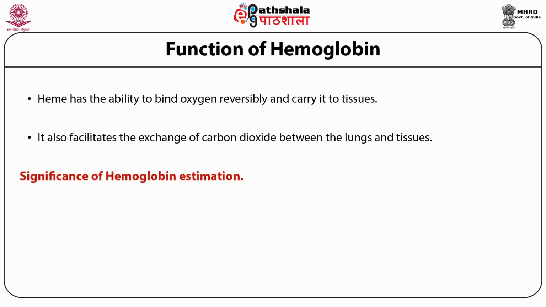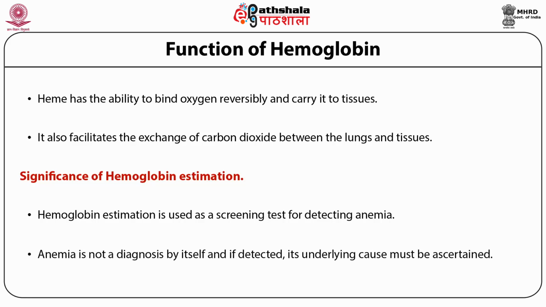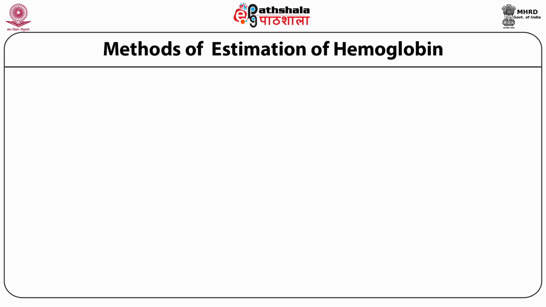Significance of hemoglobin estimation: it is used as a screening test for detecting anemia. This is a frequently identified abnormality in the population. Anemia is not a diagnosis by itself, and if detected, its underlying cause must be ascertained. Hence, accurate hemoglobin estimation is essential so that further tests can be done to ascertain its cause and the patient can be treated accordingly.